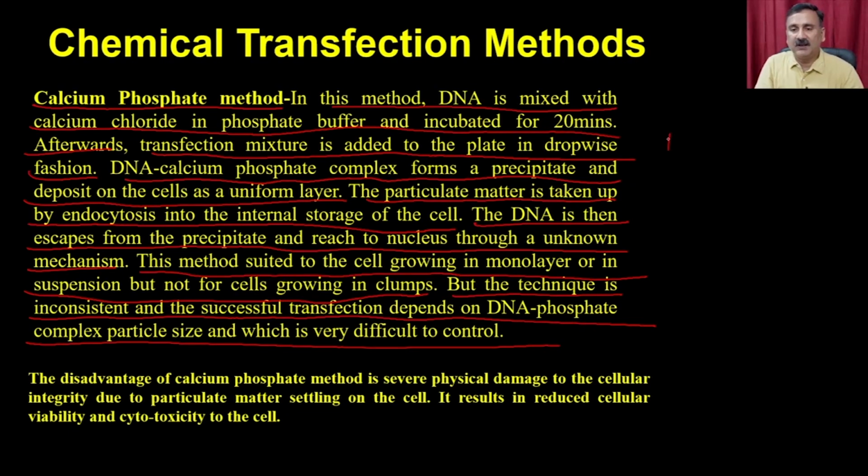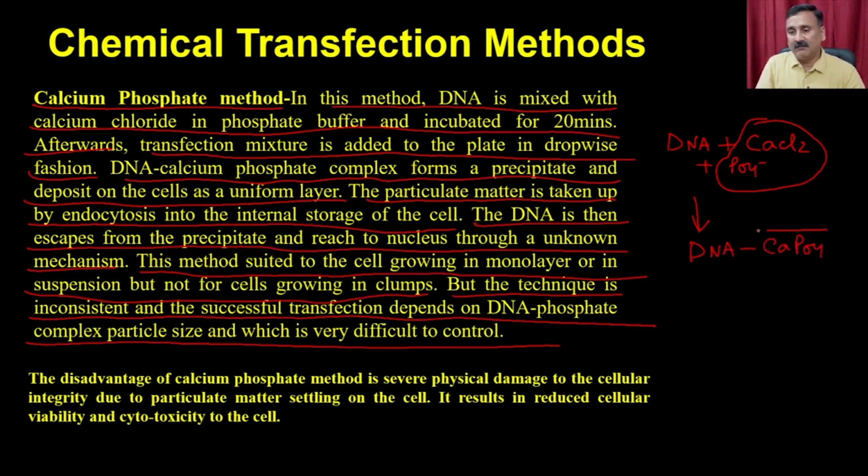Which means in this case, you are going to take the DNA and add the calcium chloride along with the phosphate buffer. Okay, so what will happen is the calcium phosphate is going to react, and that's how the DNA is going to make a complex with the calcium phosphate. And once it forms the complex with the calcium phosphate, it is going to form particle-like structures. So it's going to form the precipitate.